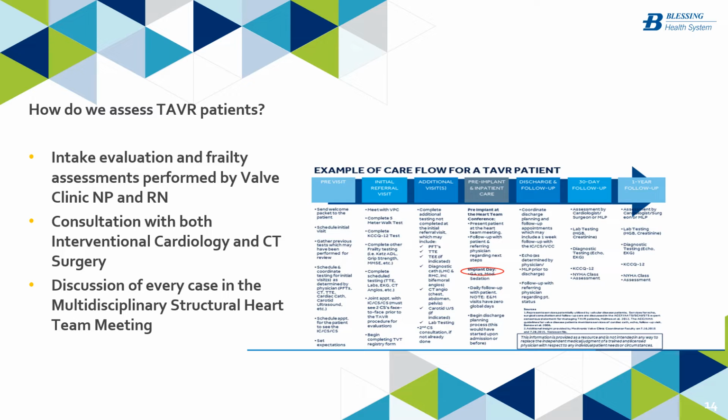The slide that you see is just an example of a care flow path for a TAVR patient. Everything before that red circle is everything they've gone through. The red circle is the day that you see them, so all of that has happened before they ever get there. We discuss them extensively during the meeting, and then everything after the circle is what they have to go through afterwards. They typically will come and see me in the clinic. We do an intake evaluation and frailty assessments. They have consultations with both interventional cardiology and CT surgery. Then again, we discuss every case in the multidisciplinary structural heart team meeting.